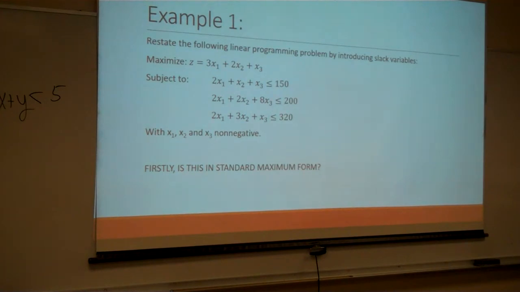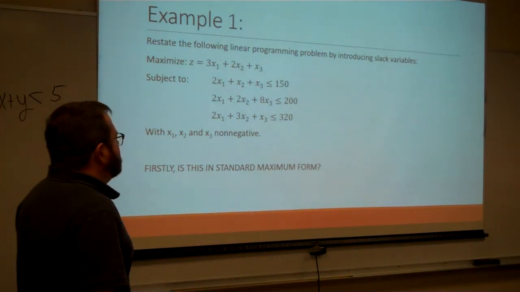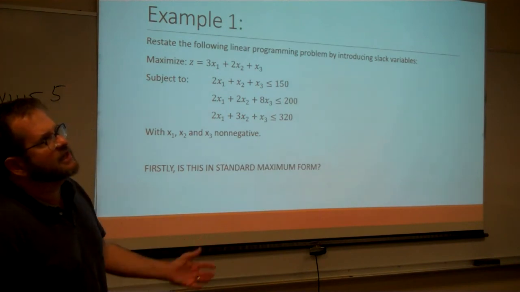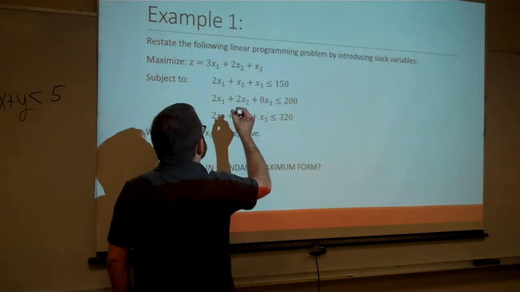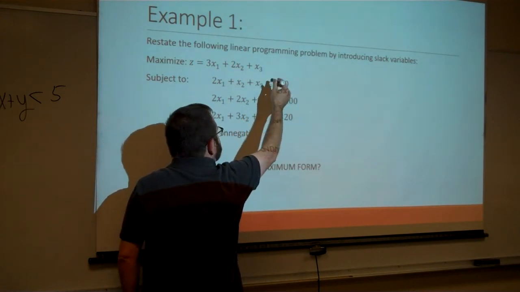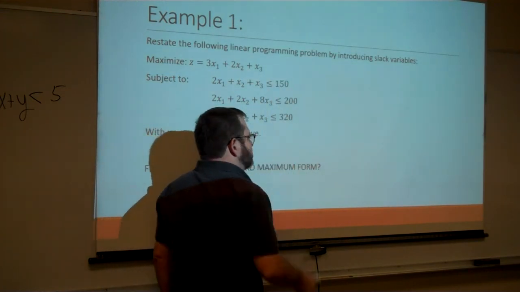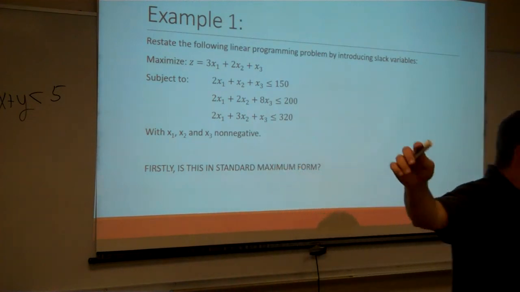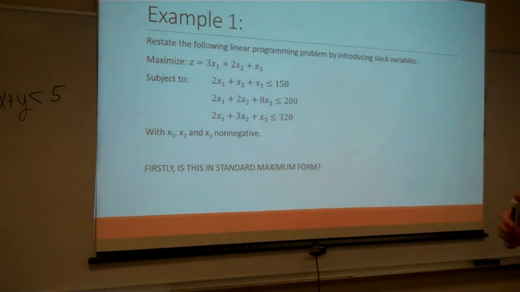It means 0 counts okay too, right? One of your options could be to make no donuts. Non-negative means positive or 0. And the other requirement of being in standard maximum form is it had to be something x1 plus something x2 plus something x3 is less than or equal to something. And we did it. Okay, so we're happy. This is standard maximum form.